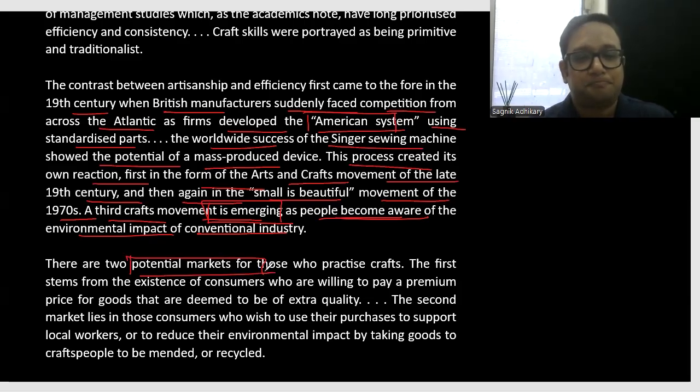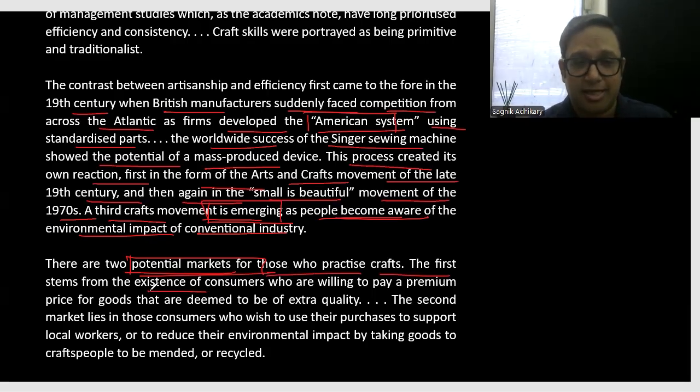for there existing a market for crafts products. If mass production can produce things more efficiently and in a more standardized manner, why does a market for craftsmanship or crafts products exist? Because of two reasons. There are two potential markets for those who practice crafts.